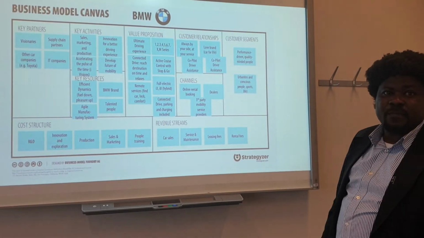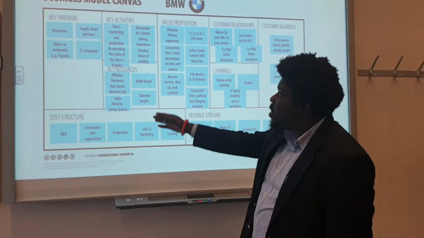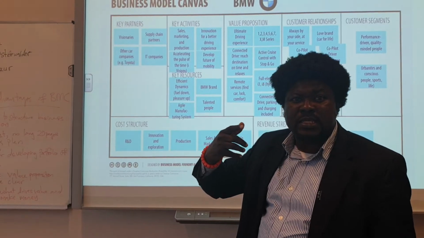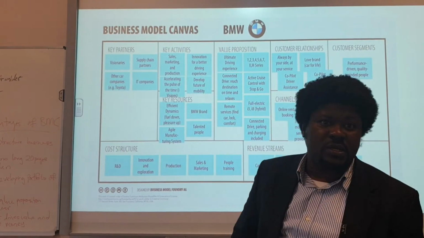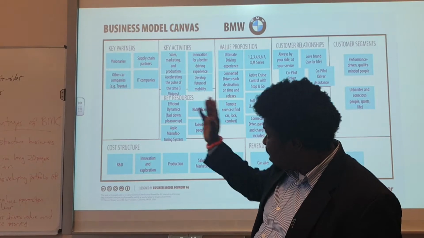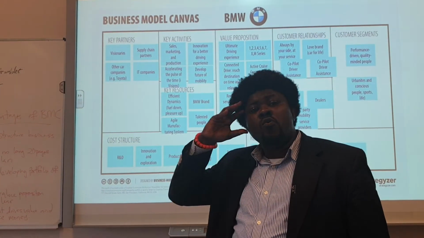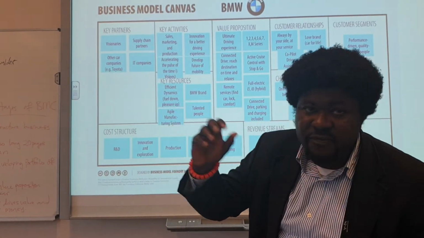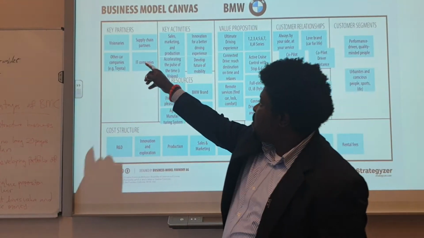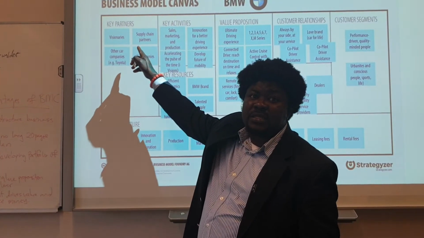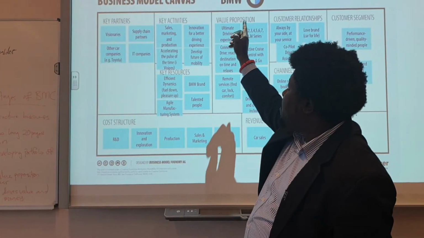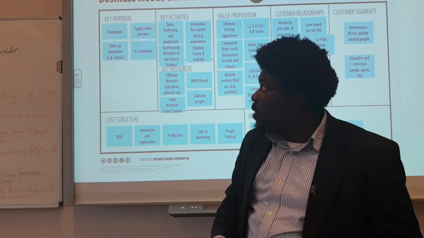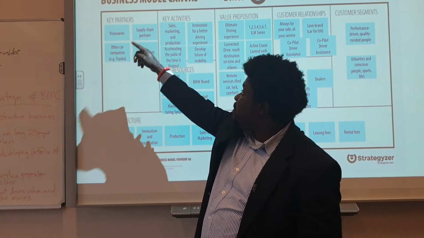Let's look first at the key partners. Who are the key partners of BMW? As you can see here, the key partners of BMW are the stakeholders, the people who had the vision. What kind of car would we deliver in 5 years' time? Okay, visionaries. Supply chain partners. For an automobile manufacturer like BMW, they have a lot of partners that supply them. Okay, so supply chain partners are key partners.